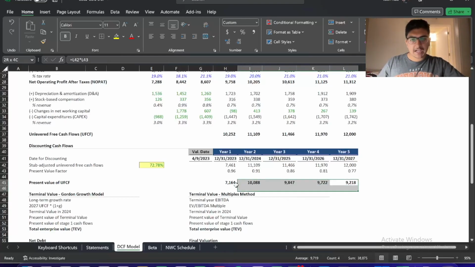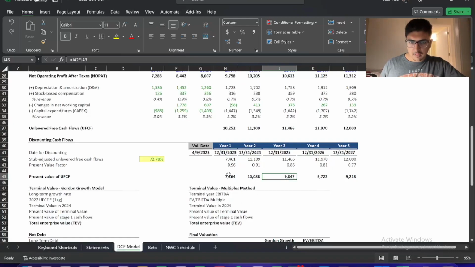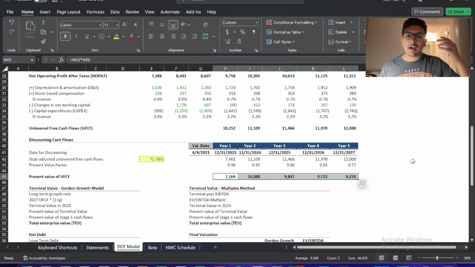These are not future cash flow projections. These are present value. These are present cash flow values stated in the year that they're going to be generated. Okay. So this is what we're looking for, but we're not done yet.